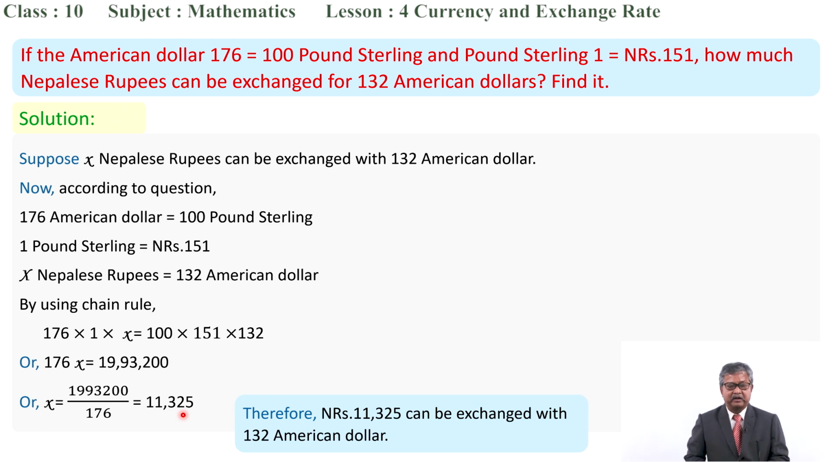So therefore, Nepali rupees NRs 11,325 can be exchanged with 132 American dollar. In this way, we have to find the American dollar into the Nepali rupees by the chain rule. Okay.